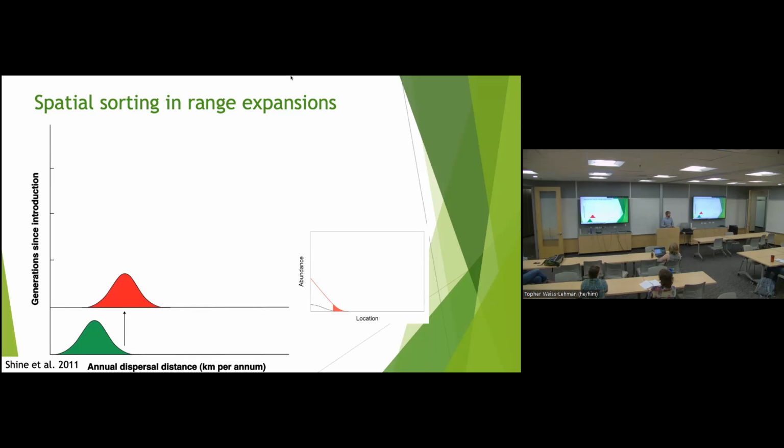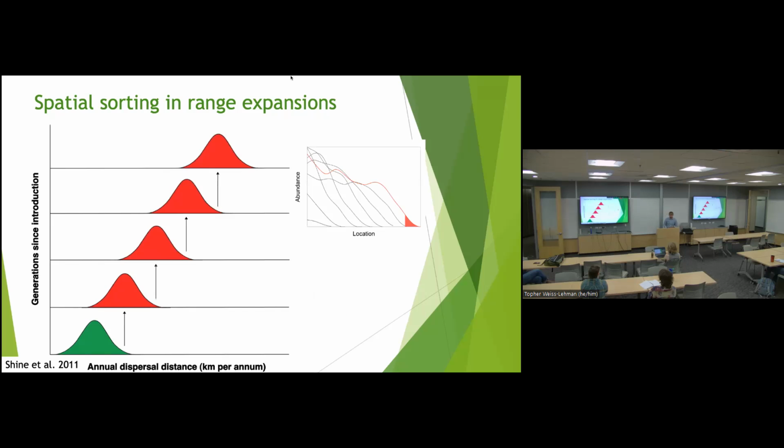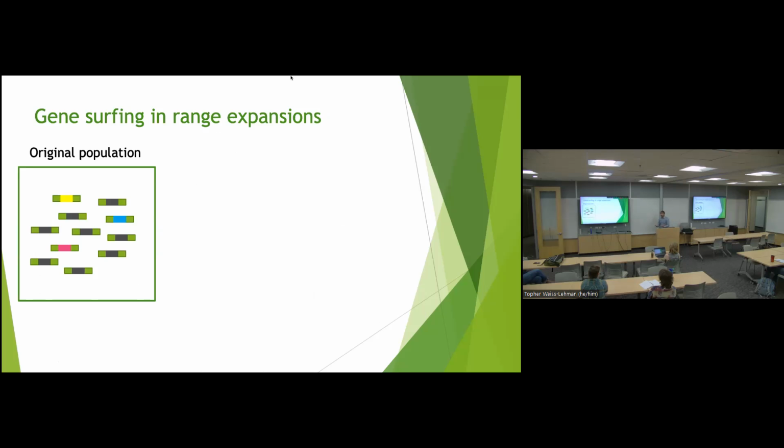And if dispersal is a heritable trait, these individuals that have dispersed high distances mate with other high-dispersing individuals, and they're likely to leave offspring with high dispersal abilities. And you can imagine how this process can expand and continue through time to lead to the evolution of increased dispersal abilities at the edge of this expanding population. And so over time in these range expansions, you could see evolution of increased dispersal abilities at the edge. The other key process that can occur in these range expansions is the process of gene surfing.